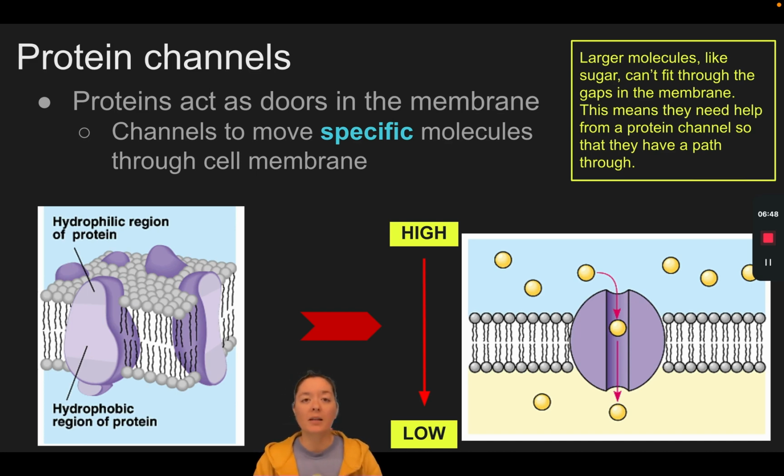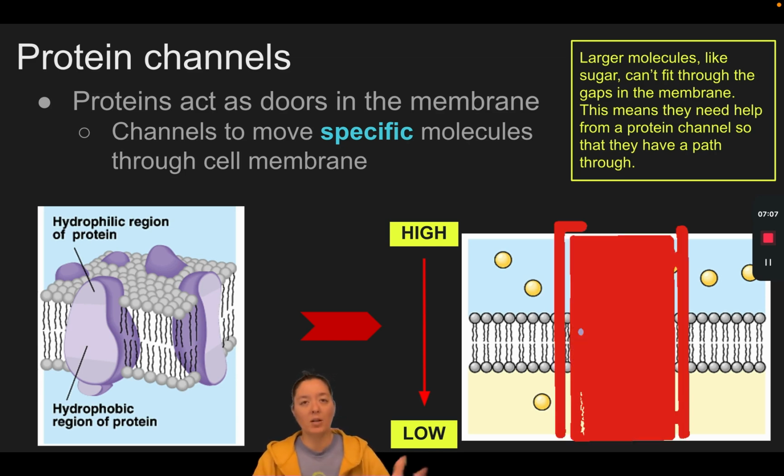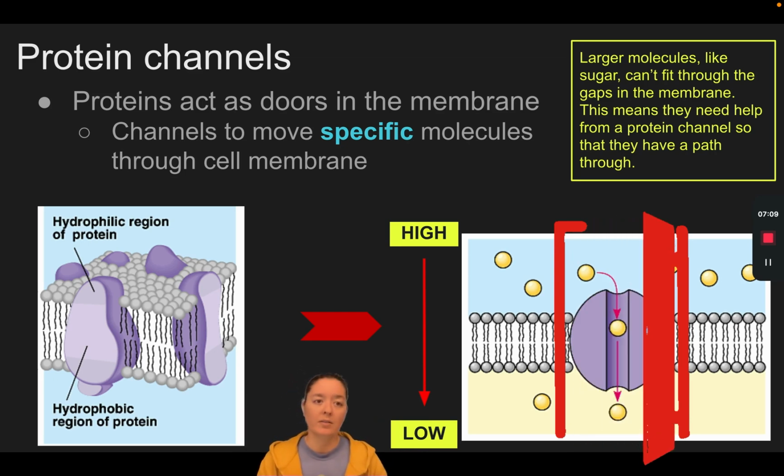Just like how our enzymes have specific substrates, these proteins can only carry specific molecules through that cell membrane. It's really important to note that larger molecules like sugar can't fit through the little tiny gaps between the phospholipids, so they need help from a protein channel. So it's essentially a doorway into and out of the cell.